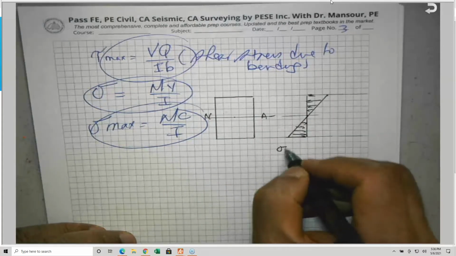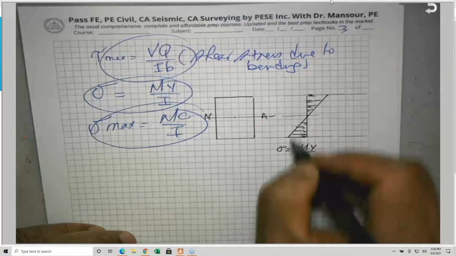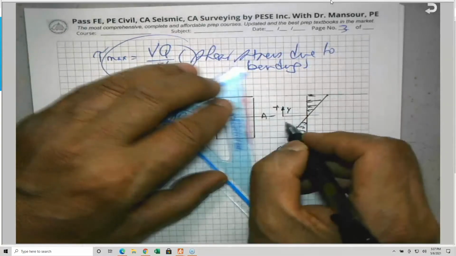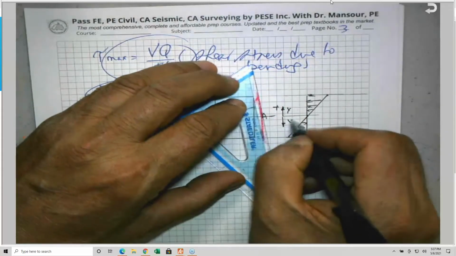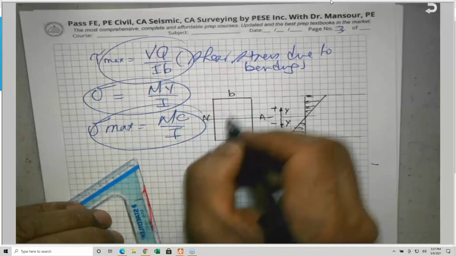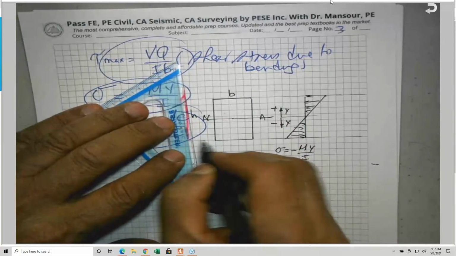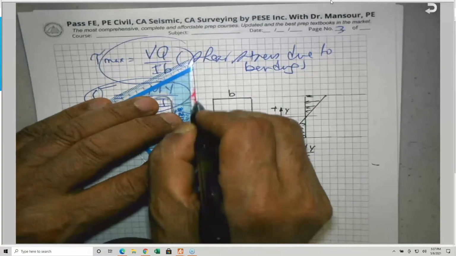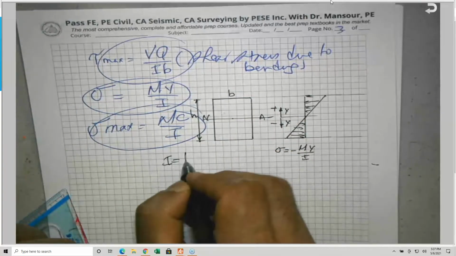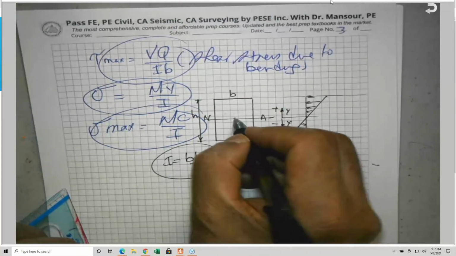This came from sigma is equal minus My over I, where the Y is measured from the neutral axis. Y is positive here and Y is negative here. If this is B and this is H, the moment of inertia I is BH cubed over 12, as you know, not over 3, because we take it along the centroid.